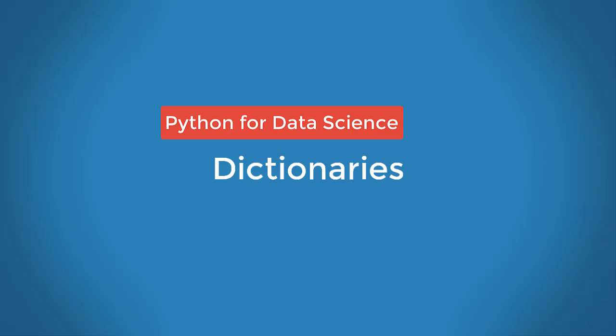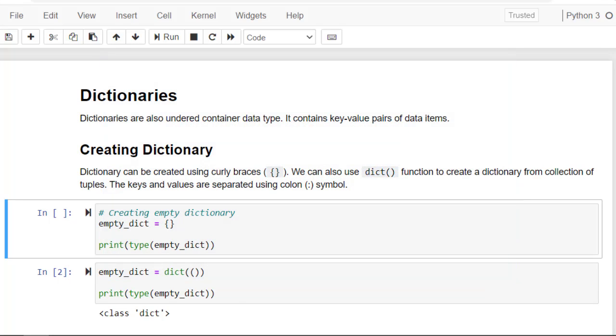In this video, we are going to learn about one more data structure in Python called dictionaries. Dictionaries are key value pairs. They have some specific key and that key may have some kind of value. We can create a dictionary using curly braces.